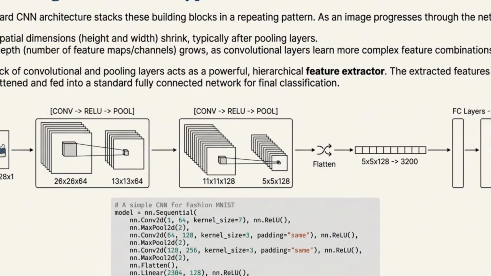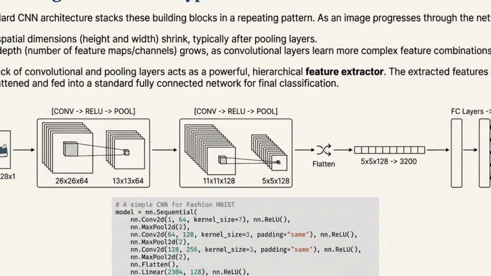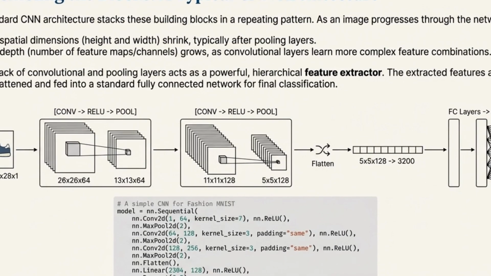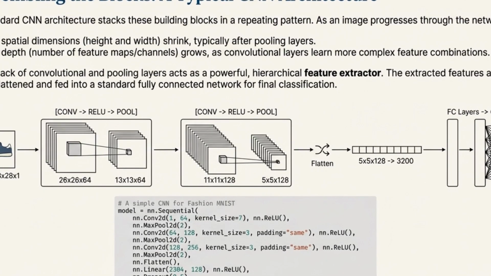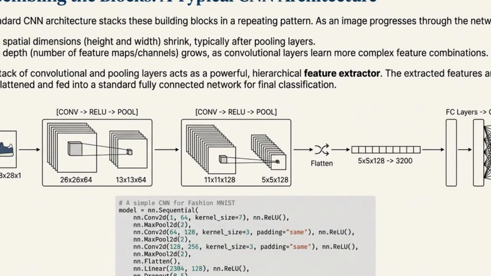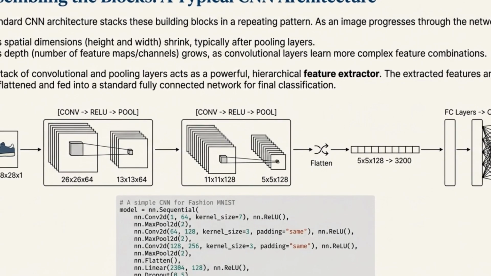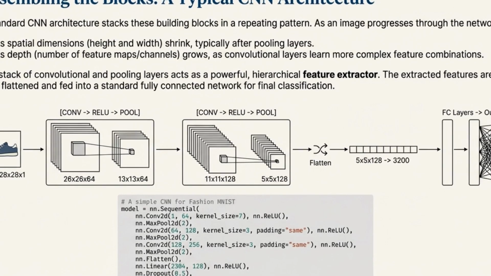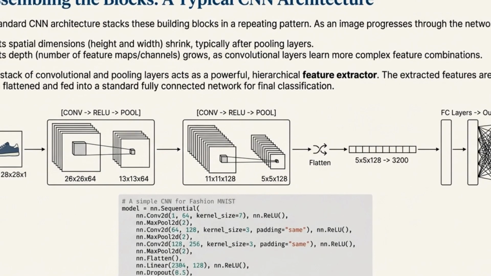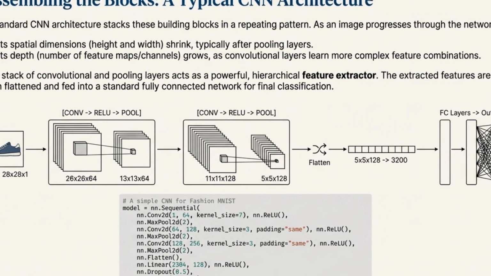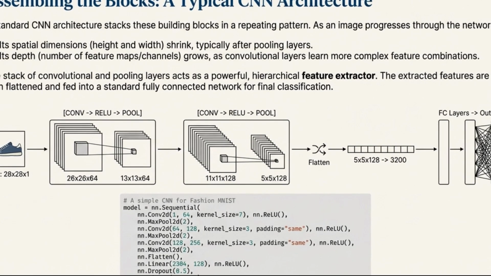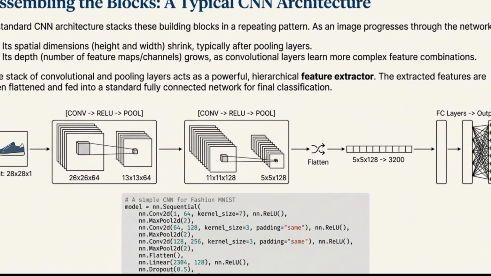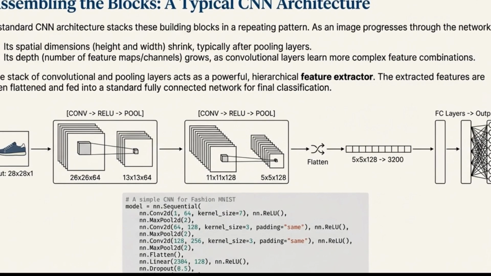Now that we have covered the 3 foundational building blocks, convolution, activation, ReLU is typically used, and pooling, we can look at how they're stacked together to form a typical CNN architecture. The standard architecture involves repeating stacks of CONV ReLU pool blocks. As an image progresses through the network, 2 important structural changes occur simultaneously. First, the spatial dimensions, the height and width, shrink primarily due to the pooling layers. For instance, the input starts at 28x28, but after the first block, it is reduced to 13x13.